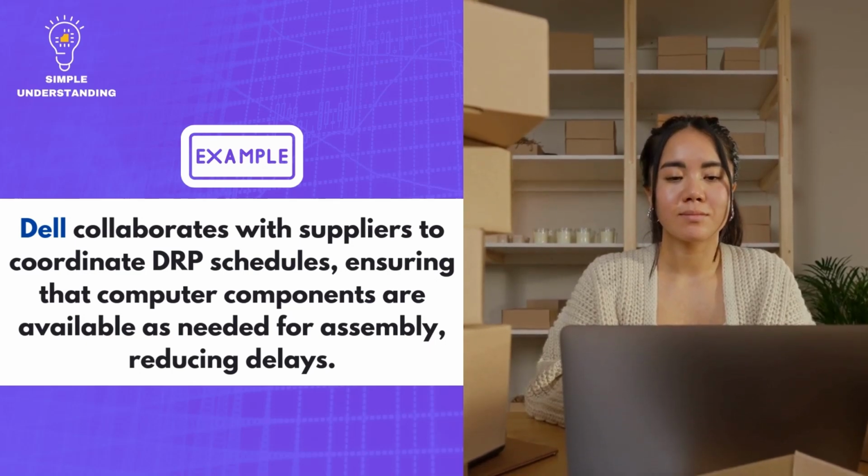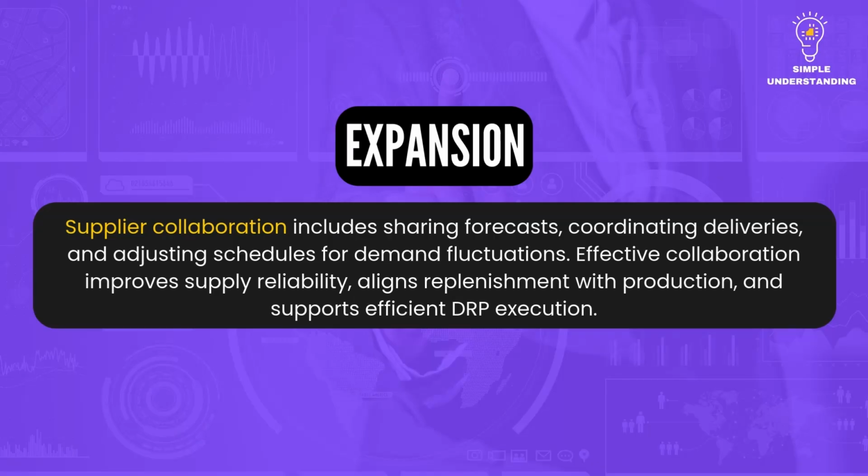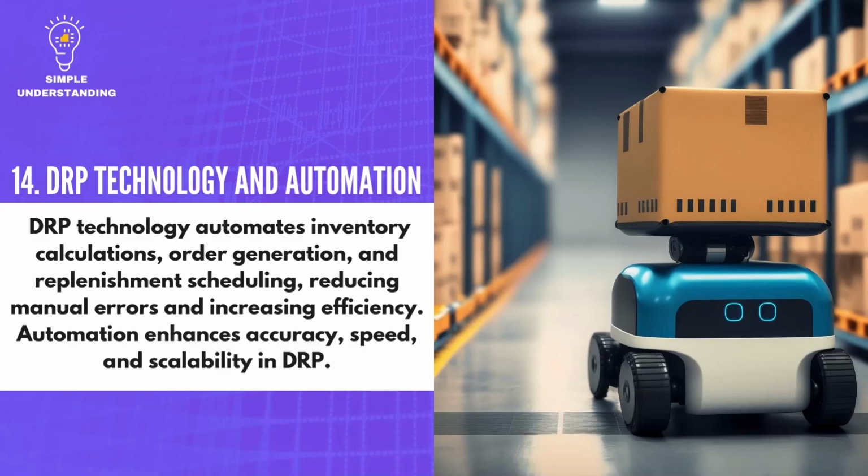assembly, reducing delays. Expansion. Supplier collaboration includes sharing forecasts, coordinating deliveries, and adjusting schedules for demand fluctuations. Effective collaboration improves supply reliability, aligns replenishment with production, and supports efficient DRP execution. 14. DRP technology and automation.